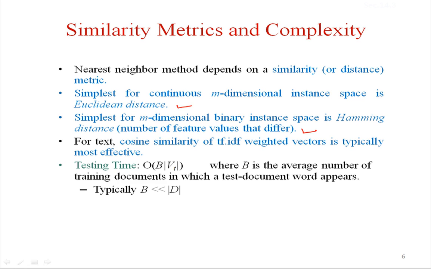It is already proved. For text, cosine similarity of TF-IDF weighted vectors is typically most effective. It was already discussed with Rocchio classifiers. TF-IDF weighted cosine similarities generally perform better than other text related similarity measures and approaches also. Testing time is big O of BT, where B is the average number of training documents in which a test document word appears. Typically, B is very much less than the total number of documents.